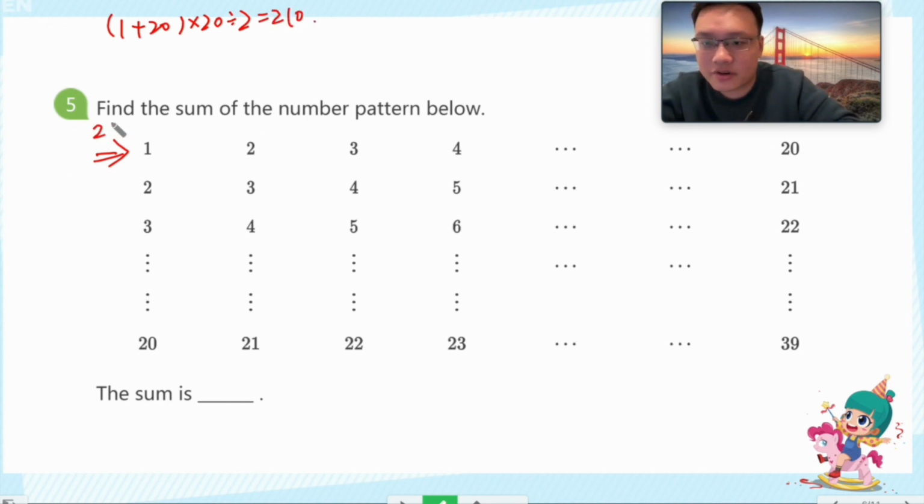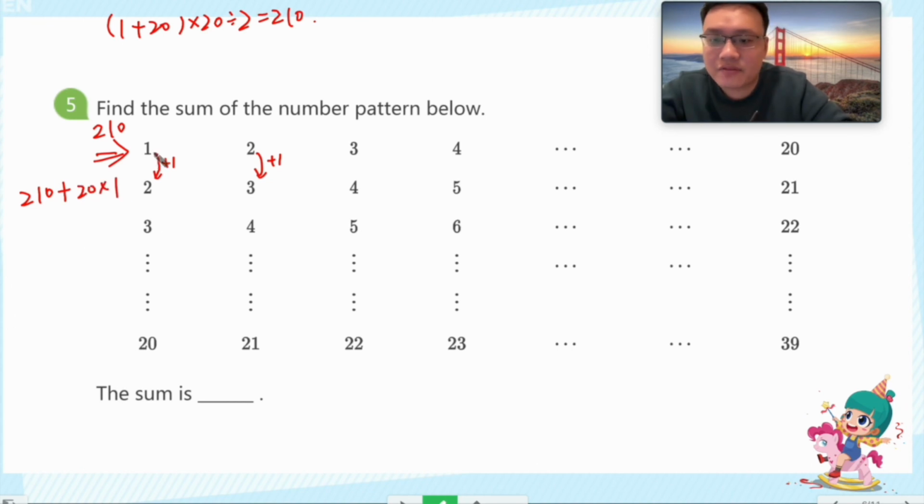So that will be the sum of the first row. And let's compare the first row and the second row. Every number in the second row is 1 more than the first row, right? So that means the sum of the second row equals 200 plus how many 1s? 20 of 1. So basically it's 20 times 1.